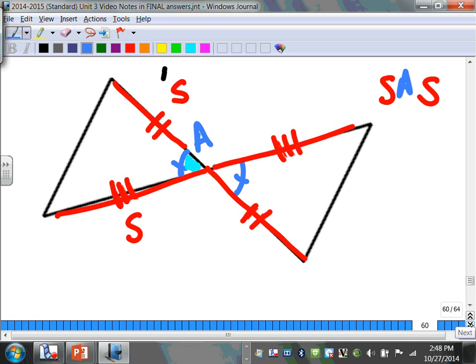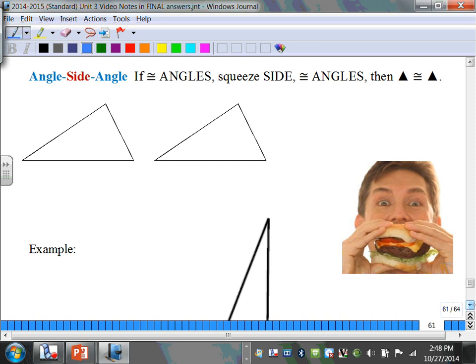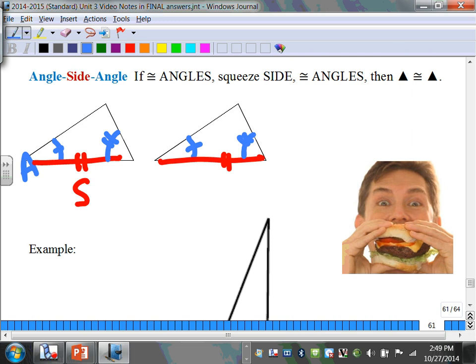All right, let's go on to the next one. So far we have side, side, side, and side angle side. Now the next two are a bit notorious for being confused, so be very careful with this one. This one's called angle, side, angle. So if you start with a pair of congruent angles this time, notice I have A for angle. Then if you have a pair of congruent sides, S for side. And then another pair of angles. That's called angle, side, angle.